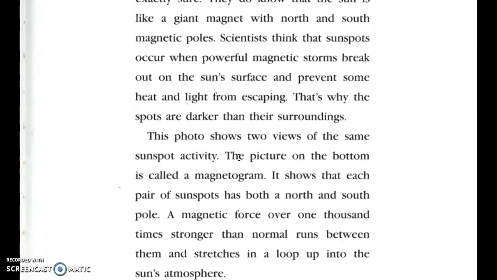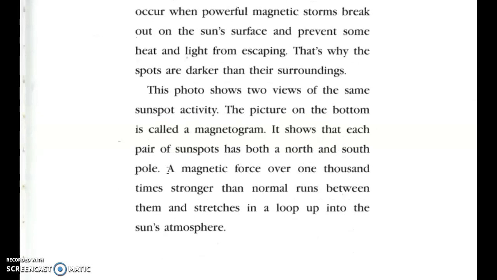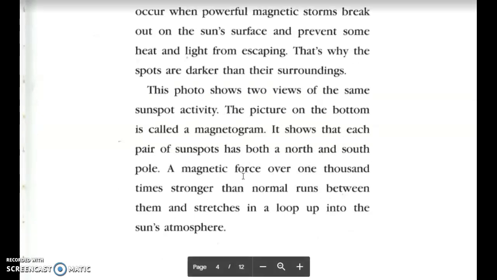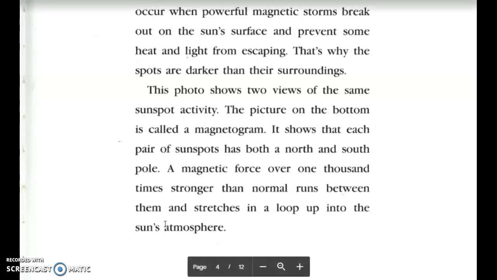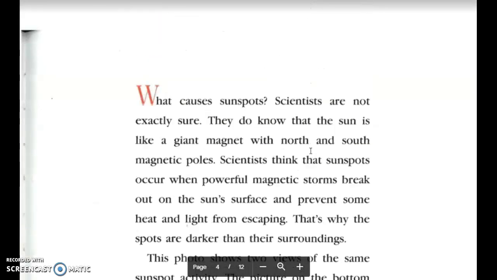This photo shows two views of the same sunspot activity. The picture on the bottom is called a magnetogram. It shows that each pair of sunspots has both a north and south pole. A magnetic force over 1,000 times stronger than normal runs between them and stretches in a loop up into the sun's atmosphere. So let's go back up and check that out.